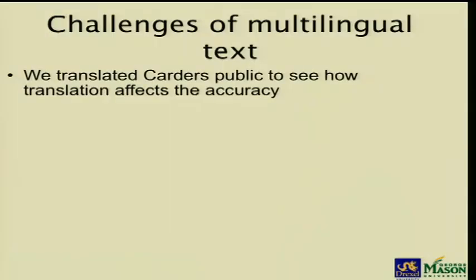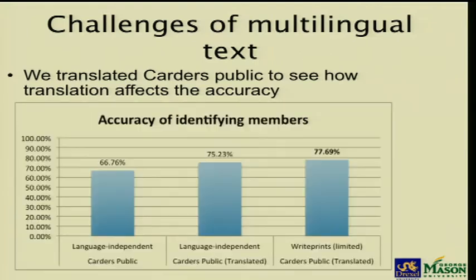And from my previous research, I know that if you translate a foreign language text into English, you will get higher accuracy if you perform authorship attribution on it. So we decided to translate Carder's Public into English to see how we can profile members. Is it going to be any better?